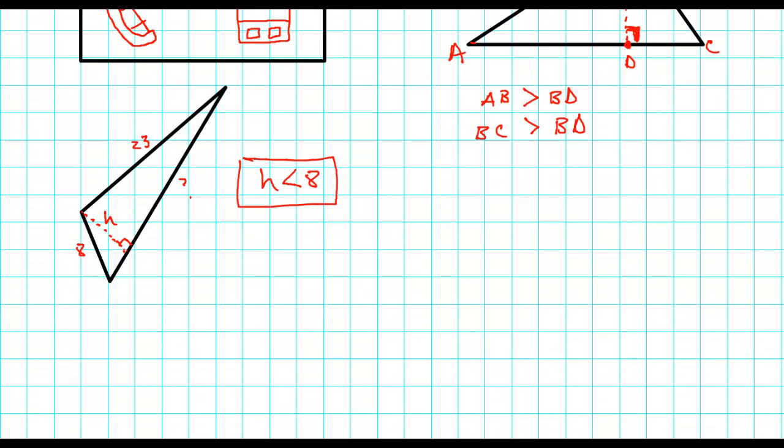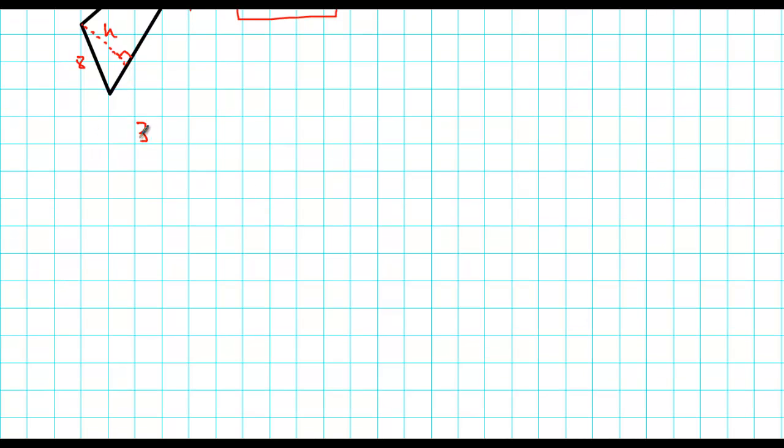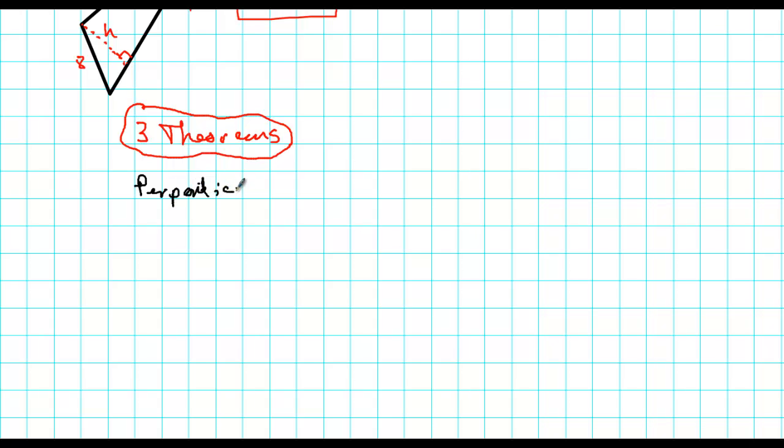Right, the last thing that we're going to talk about is there are 3 theorems in your book in chapter 3, section 4, which is what this perpendicular line stuff relates to. And one of the theorems is called the perpendicular transversal theorem.